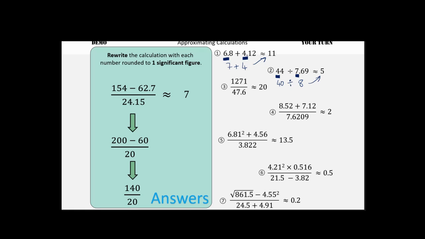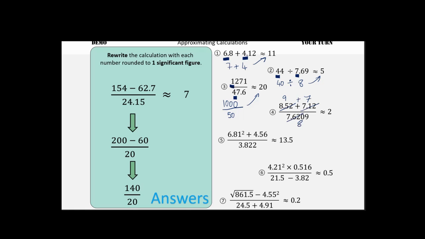On question 3, there's my first significant figure and there's my first significant figure. So I'm looking at, on the top row, 1,000, because I'm rounding it to the nearest 1,000 on that row, and on the second row, the 47.6, but I'm rounding it to the nearest 10, so that's 50, and that gives me approximately 20. On question 4, this number rounded to one significant figure is 9. This one becomes 7. And finally, this one becomes 8.